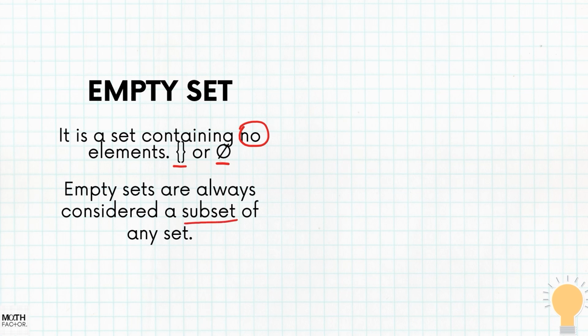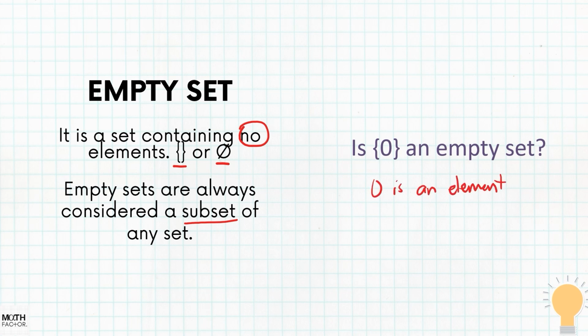To elaborate more on empty set, we have this question. Is the given set an empty set? The answer is no, because the number 0 is considered an element of the given set. So for us to determine that it is an empty set, there should be no elements inside the braces.